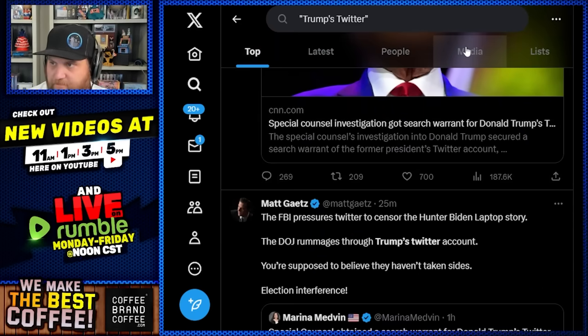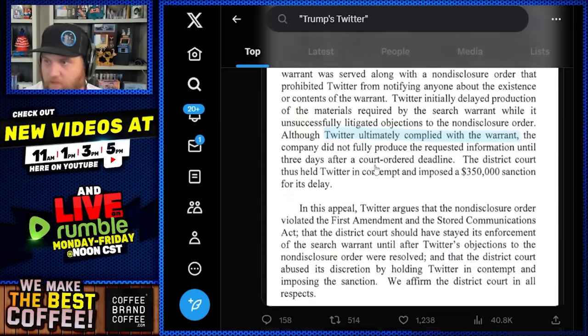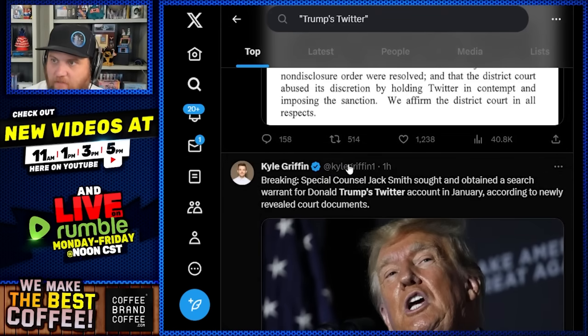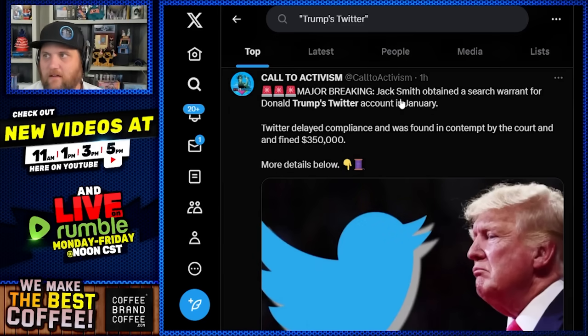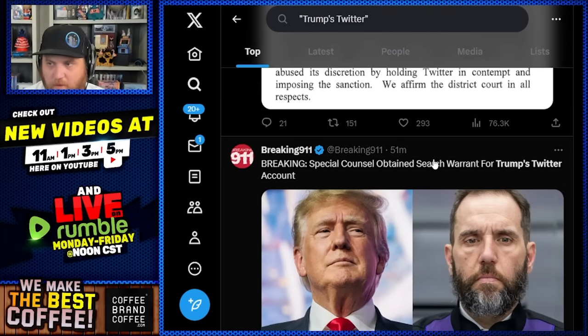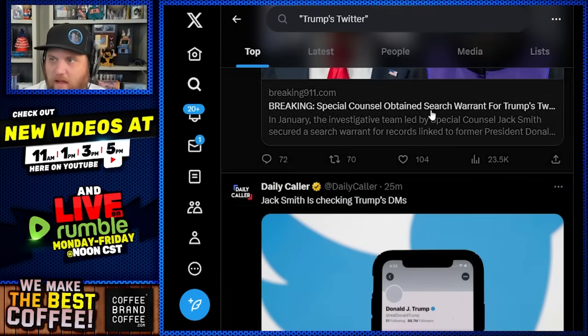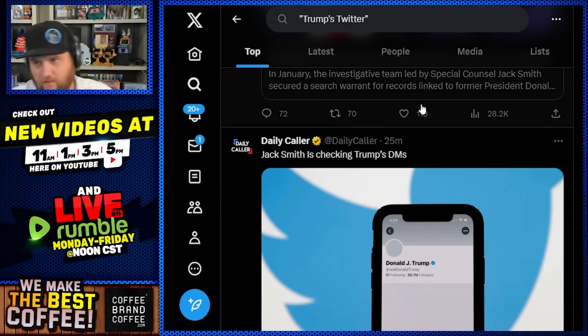Twitter said no. You see, Matt Gaetz says, the FBI pressures Twitter to censor the president's son's computer story. The DOJ rummages through Trump's Twitter account. You're supposed to believe they haven't taken sides. He also claims that is interference. I think it's very, very odd. I mean, these tweets are out there, right? Why would you need that? I'm not exactly sure. His tweets were all public, right? Special counsel obtained a search warrant for Trump's Twitter account. Jack Smith is checking Trump's DMs. Very odd. Definitely very, very odd.